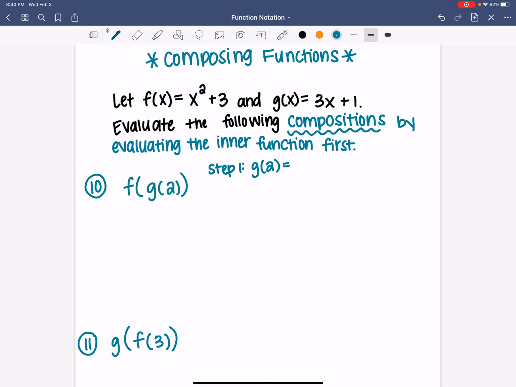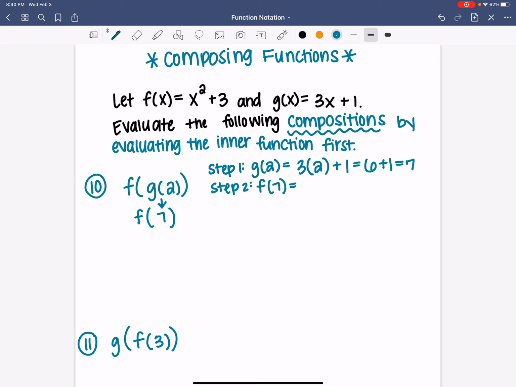Well, g of 2 would be plugging in 2 for x in g of x. So that gives us 3 times 2 plus 1, which is 3 times 2 is 6, plus 1 is 7. So g of 2 is the same thing as 7. So really we're finding f of 7. So that's our step 2, and then we're done.